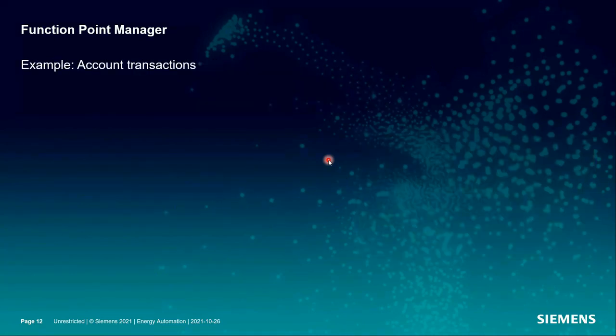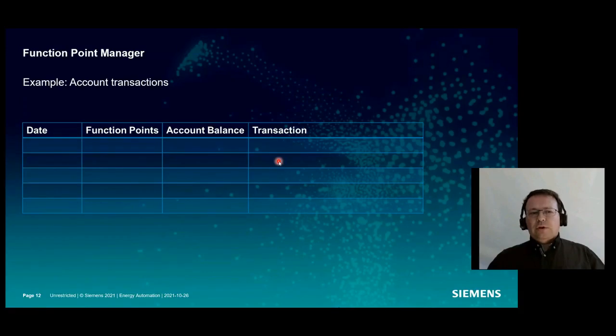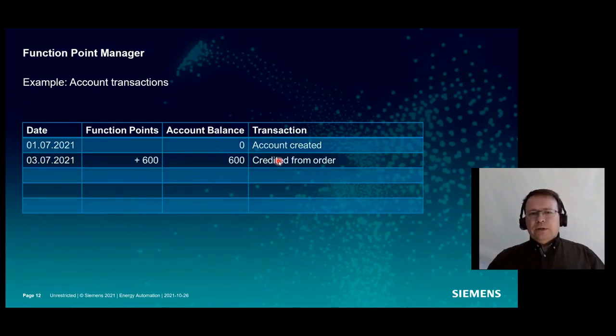I will show you now how account transactions would look like in the function point manager. So taking this simple table here, transaction table, assuming that in July you had created an account, the account balance is zero, nothing in the function point budget. Then you credited an order, or you made a purchase order over 600 function points. They will be credited to the function point manager budget account.